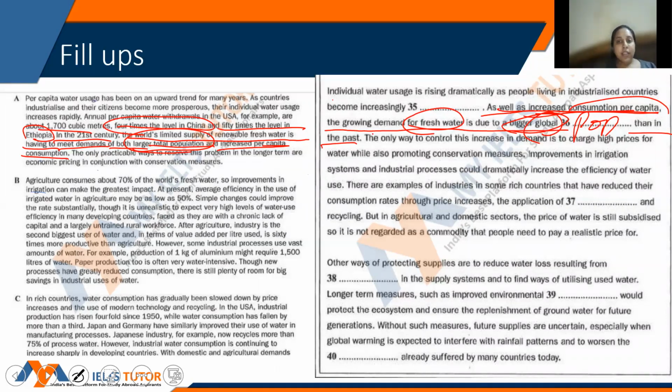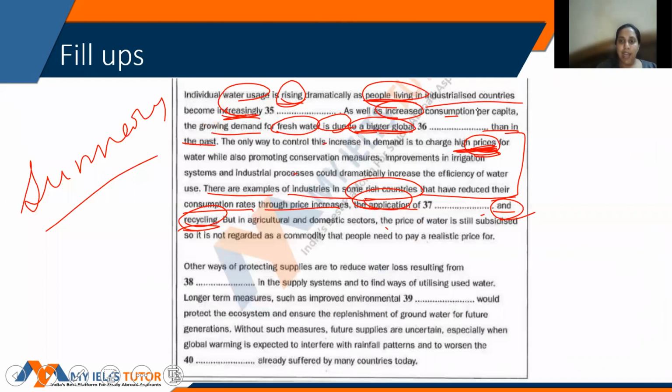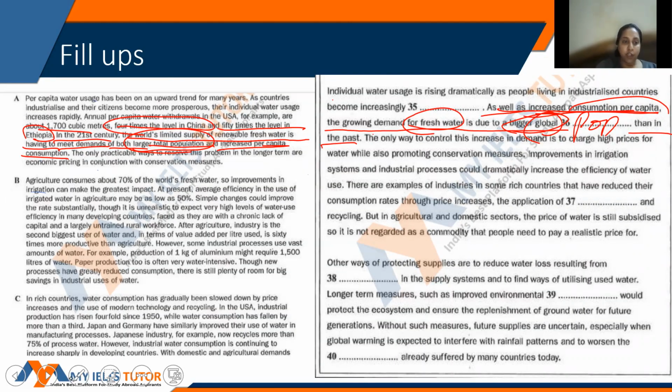Then they are saying the growing demand for water in the beginning. Here you can see they have used "as well as" in the starting of the sentence. "As well as" means "with this" and "and", okay? Increase per capita. The growing demand for water is due to the bigger global population than in the past.